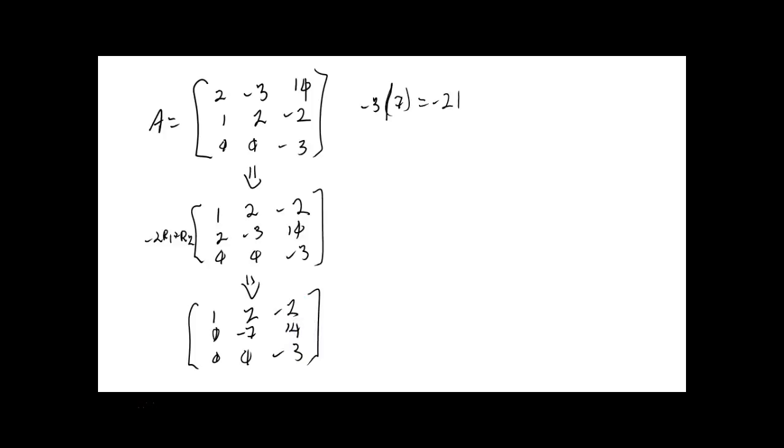Now, can you tell me the determinant of that matrix? What kind of matrix is that? Upper triangular. So what's the determinant of any triangular matrix? The product of its main diagonal. What is the product of the main diagonal? 21. But we negated once, so that makes it minus 21.